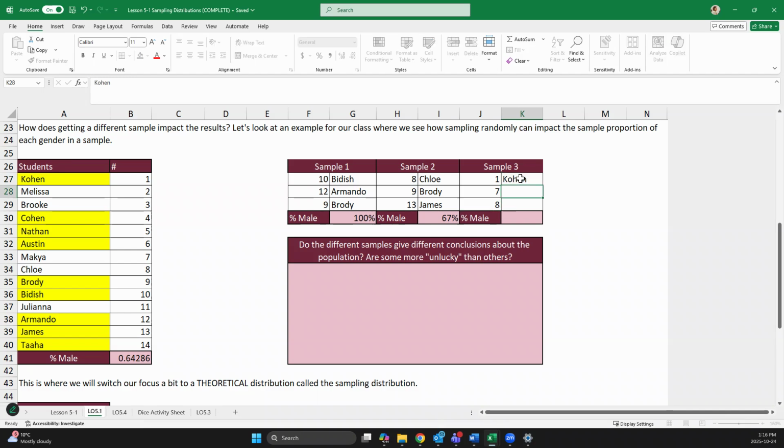Student number 1 is Cohen. Student number 7 is Micaiah. And student number 8 is Chloe. And this one, only one is a male. So only about a 33% chance of getting a male.